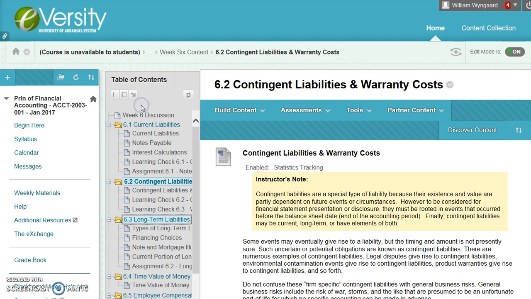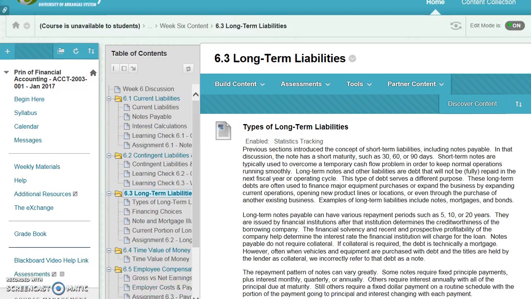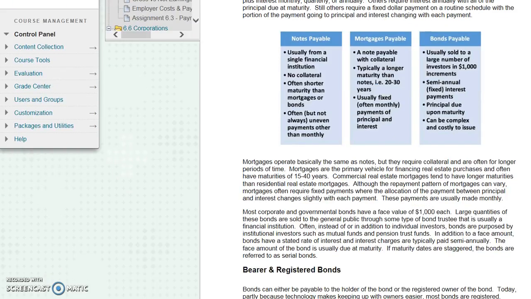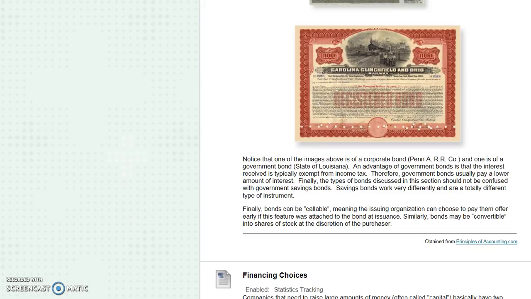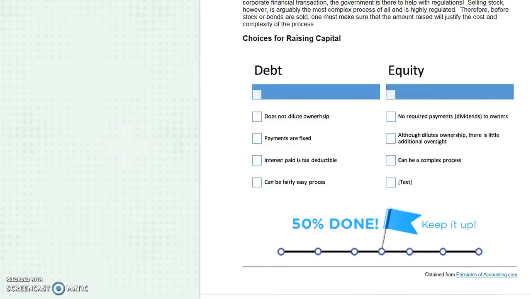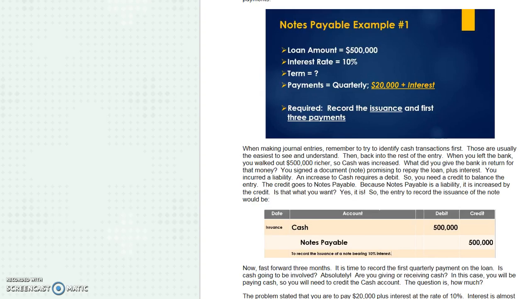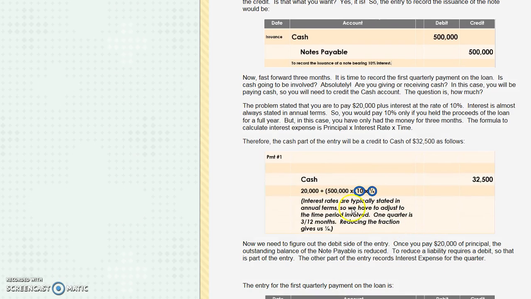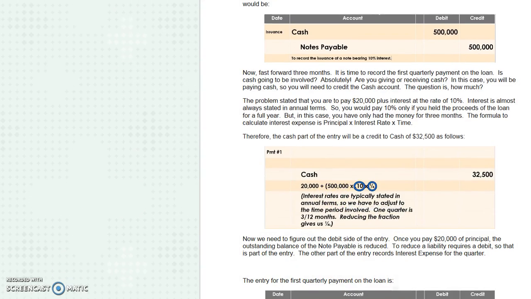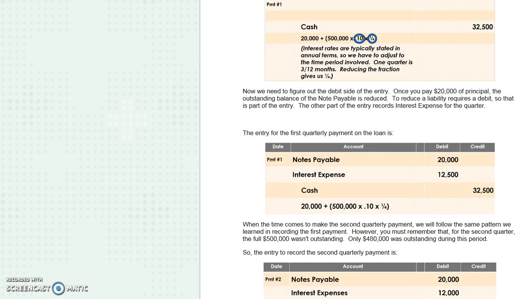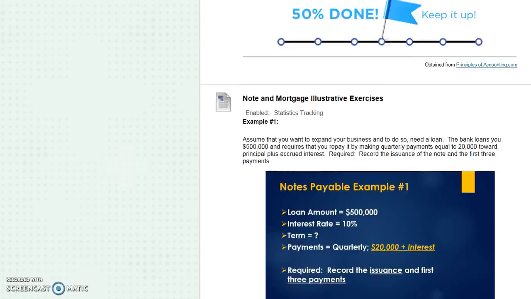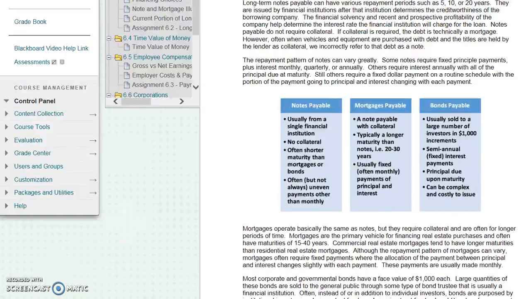Our third topic is long-term liabilities. Again, we're going to concentrate on notes payable. The only difference is these notes are more than a year long. That just means we have to calculate interest more often and pay it more often, whereas the short-term note payable, we just paid once at the end of the note.